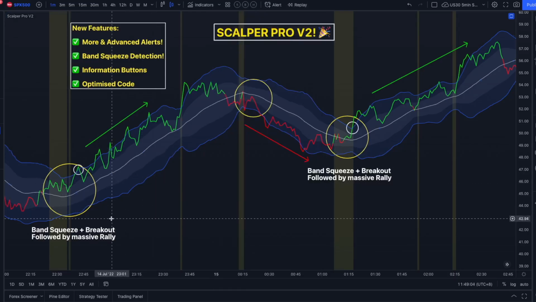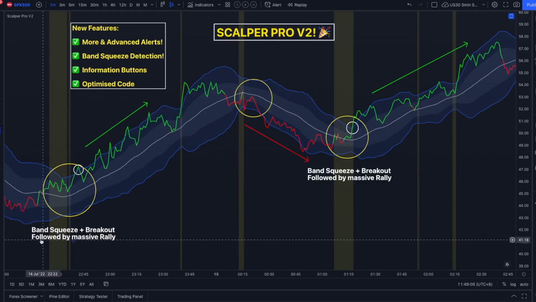And we see right here, for example, we have a band squeeze plus a breakout, followed by a massive rally. This yellow background indicates that as soon as it pops up, you will be alerted. So most of the time you will be alerted very early on, and then you just have to spend a minimum amount of time in front of your computer to capture a massive rally like this one.